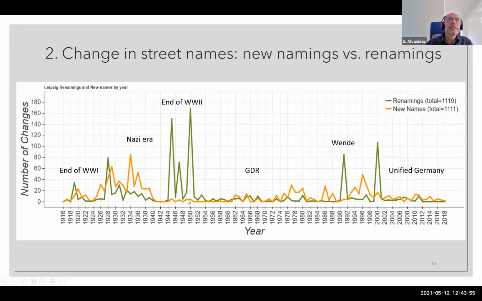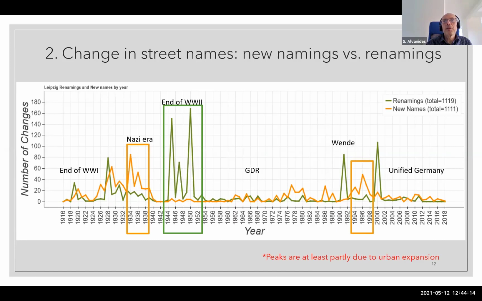So we can see here that depending on how we split the data set, we can focus on renamings and the reasons behind why these streets were renamed or new names introduced. And these have different kinds of theoretical approaches. Okay, and these again represent the different eras.